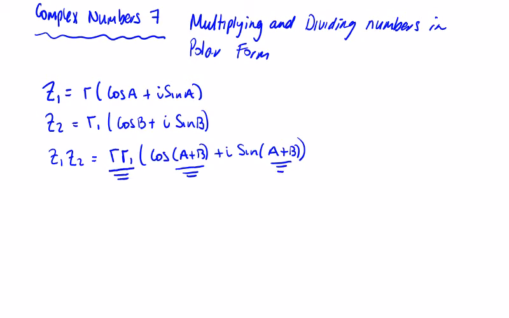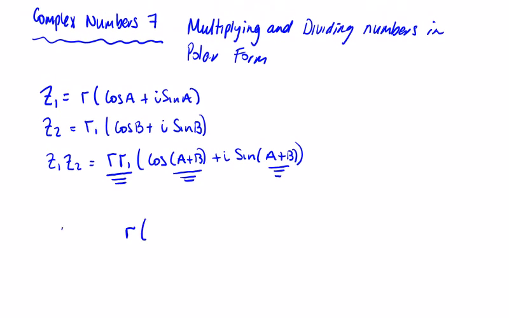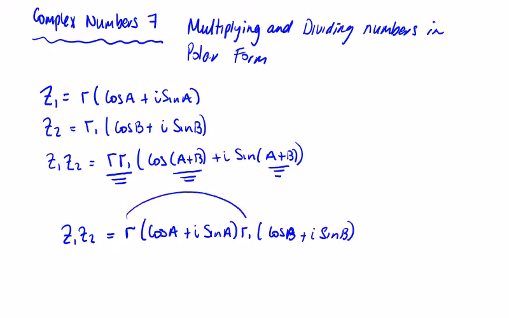So let's have a look at why this is the answer. So z1 z2, we'll multiply it out, is equal to r times cos a plus i sine a, times r1 times cos b plus i sine b. You can see here we multiply the r by the r1, we put them in front. We multiply cos a by cos b, and we multiply cos a by i sine b.